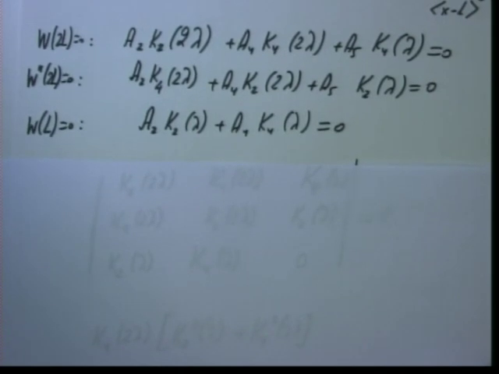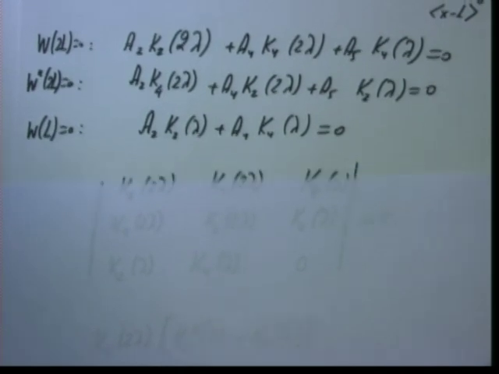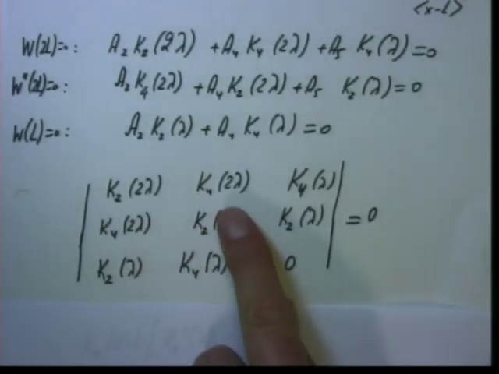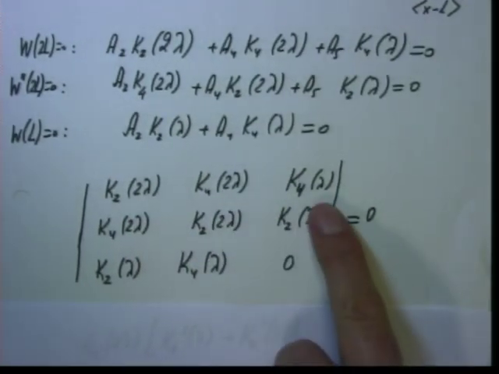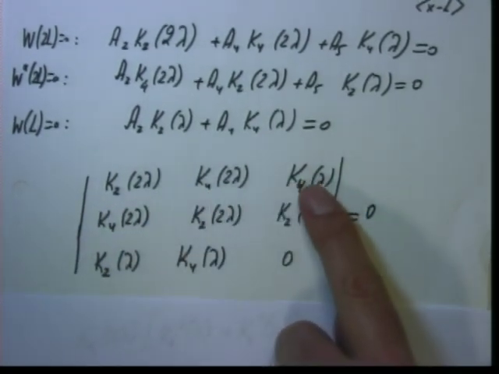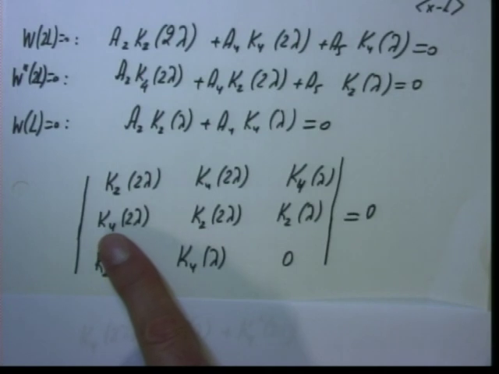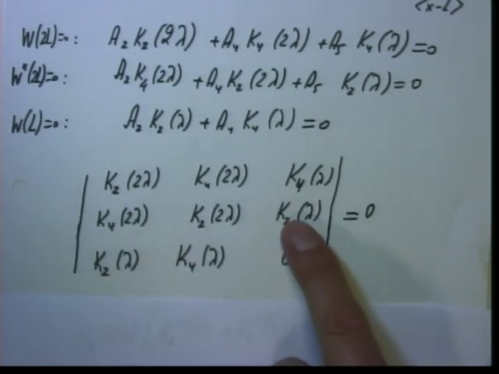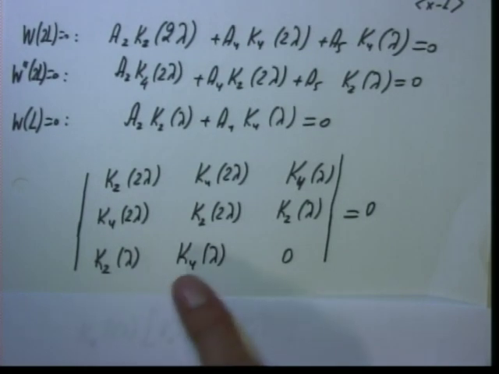Now the determinant must be 0 in front of these coefficients. So the determinant equals this: K2 2L, K4 2L, K4 of 2 lambda, K4 of 2 lambda, K4 of lambda. K4 of 2 lambda, K2 of 2 lambda, K2 of lambda. Here K2 of lambda, K4 of lambda, 0.